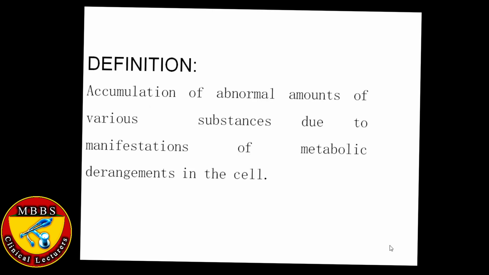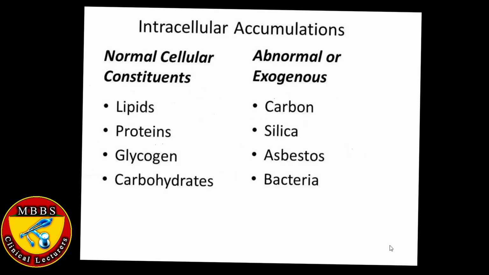Intracellular accumulation is defined as the accumulation of abnormal amounts of various substances due to manifestation of metabolic derangement in the cell. The normal cellular constituents are lipids, protein, glycogen, and carbohydrate. And inside the cell, when carbon, silicon, asbestos, or bacteria enter, these are abnormal or exogenous constituents that accumulate inside the cell and alter its normal cellular function.